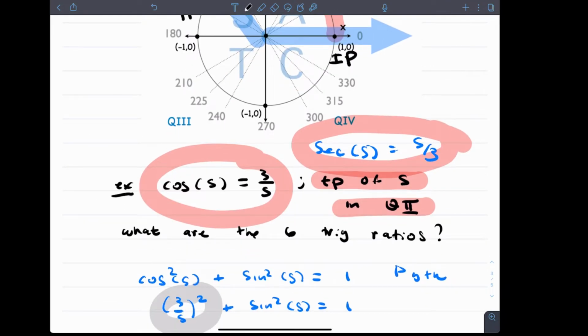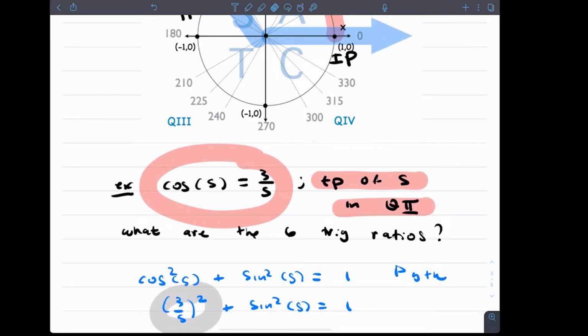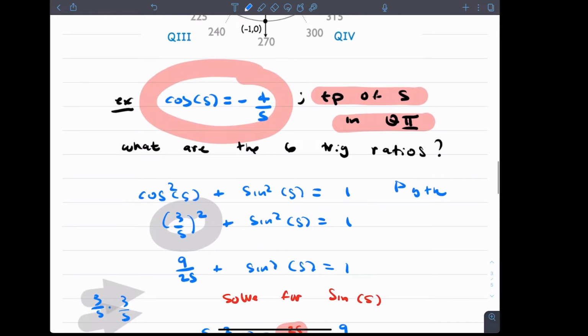Well, I'm glad you asked that question. The starting point was wrong. It's cosine, but the process is the same. Cosine s is minus 4/5. Here we go, that's what we're looking for. Okay, let me actually do this here for you guys.